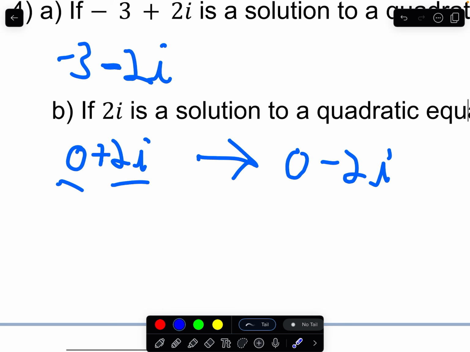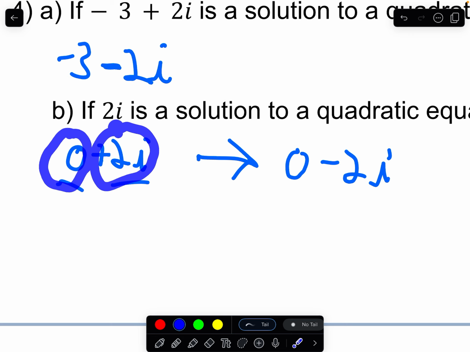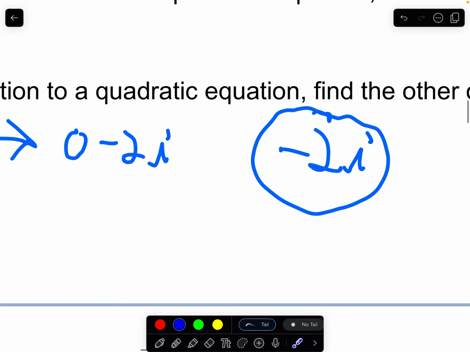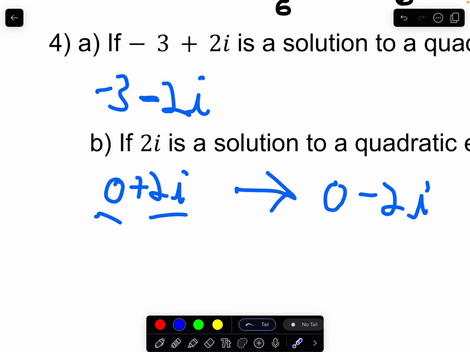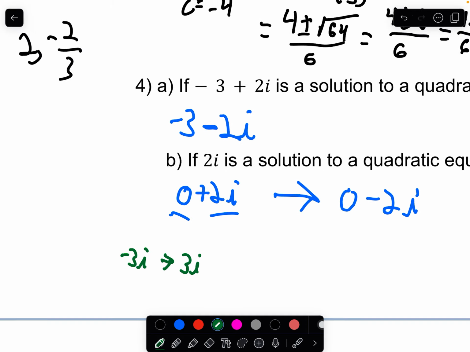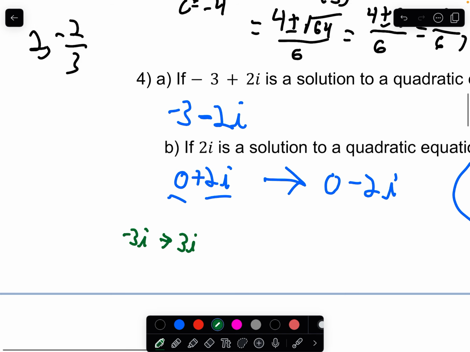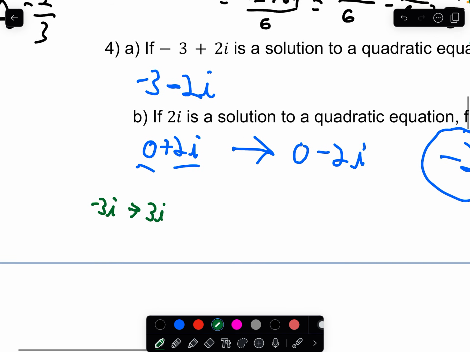On B, if 2i is a solution, then negative 2i will be, because what I was trying to show here was that 2i is just a 0 real part plus 2i. So to find the conjugate, we just switch the sign in front of the imaginary part. So it'd be 0 minus 2i, and that's just negative 2i. So when you're just given an imaginary number, its conjugate is you flip the sign. Likewise, if the number was negative 3i, its conjugate would be 3i. So just remember, it goes both ways. I just realized both examples had the imaginary part being positive.